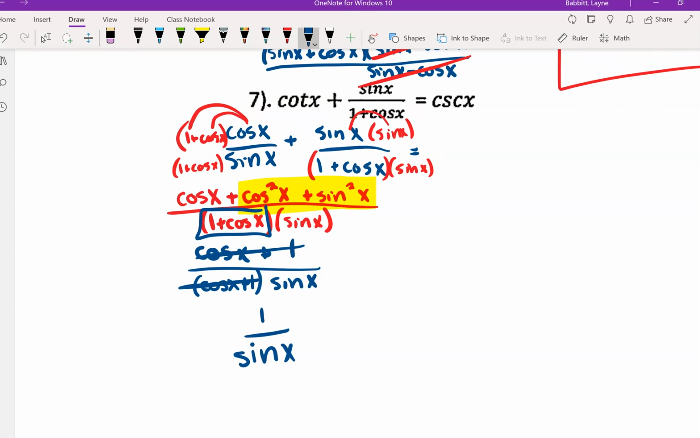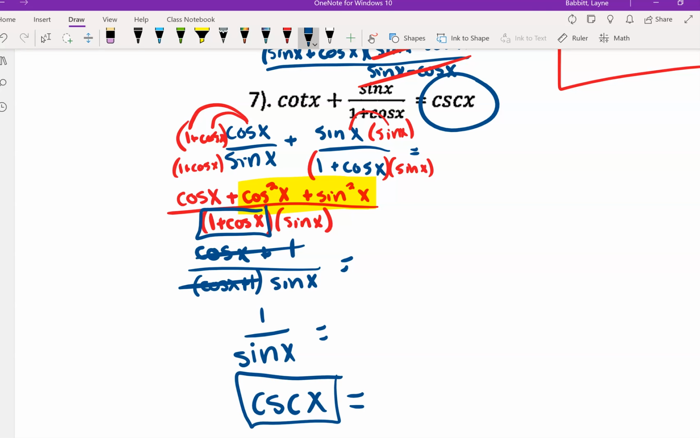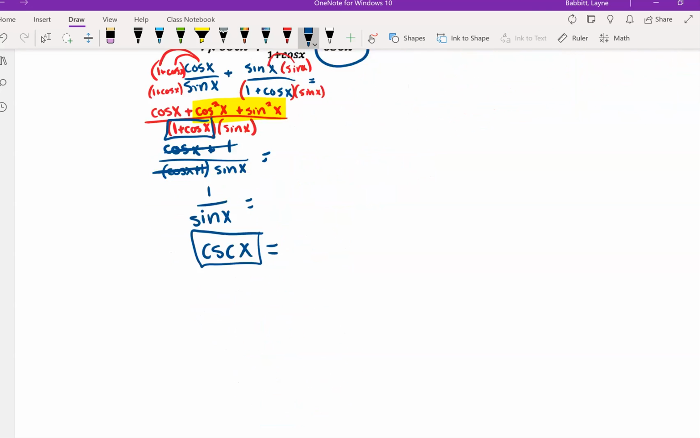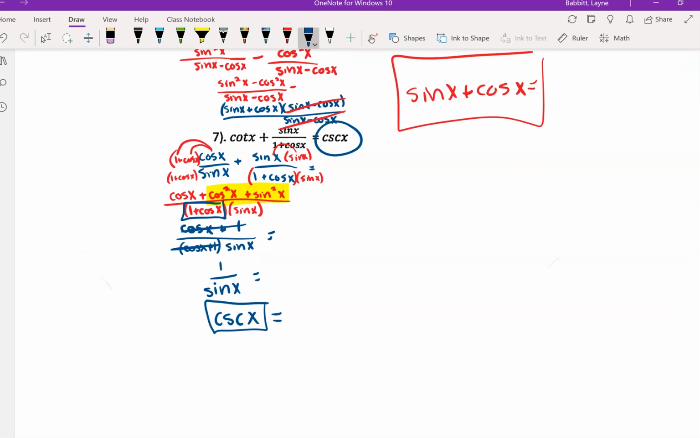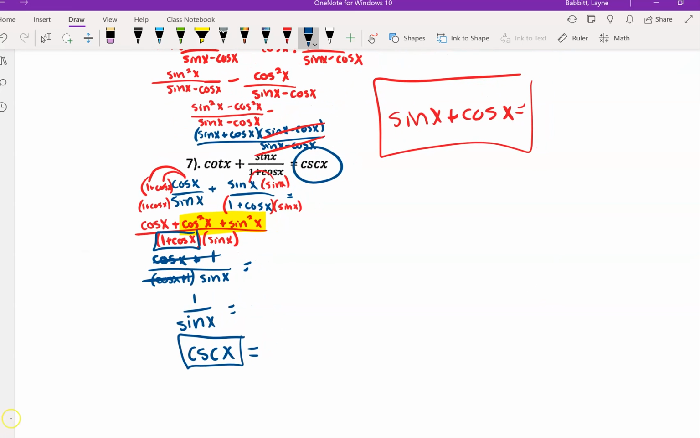Remember, what am I trying to get to? Cosecant x. Well, 1 over sine is cosecant x. So we're done. Now that we got the left side to equal the right side, we are done, and I think we are done with this video. Awesome. Thank you, guys.